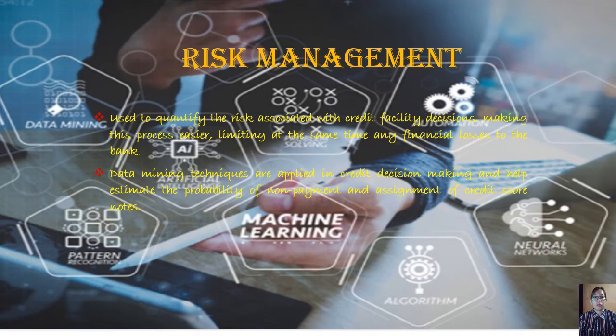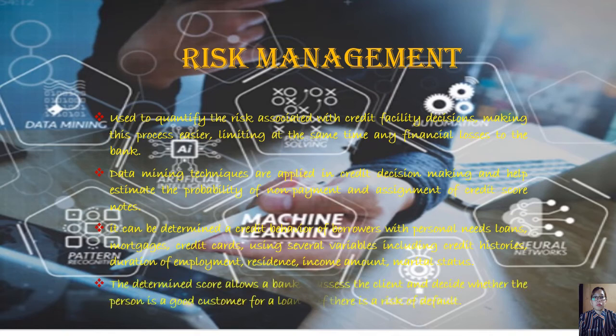Data mining techniques are applied in credit decision making and help estimate the probability of non-payment and the assignment of credit scores. It can determine the credit behavior of a borrower, for personal needs, loans, mortgages, or credit cards, using several variables including credit history, duration of employment, resident income amount, and marital status. The determined score allows a bank to assess the client and decide whether the person is a good customer for a loan or if there is a risk.